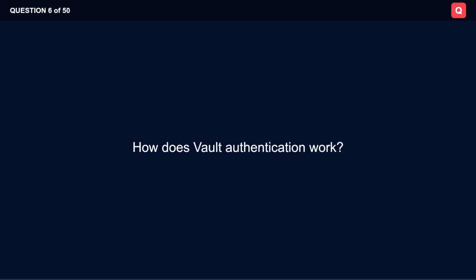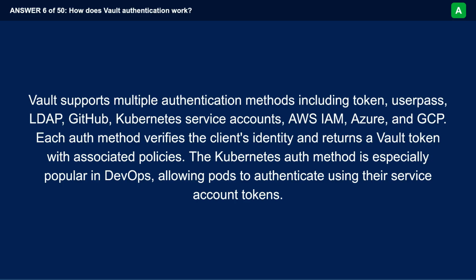How does Vault authentication work? Vault supports multiple authentication methods including token, UserPass, LDAP, GitHub, Kubernetes service accounts, AWS IAM, Azure, and GCP. Each auth method verifies the client's identity and returns a Vault token with associated policies. The Kubernetes auth method is especially popular in DevOps, allowing pods to authenticate using their service account tokens.